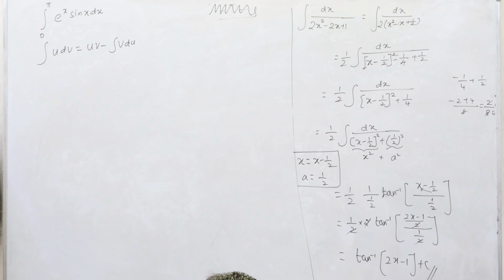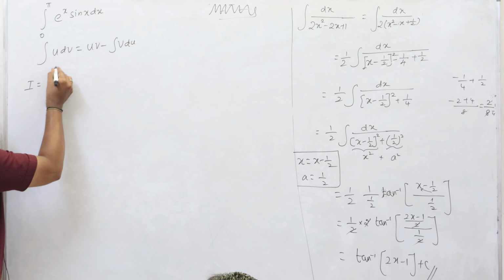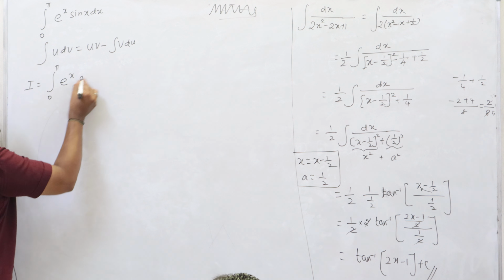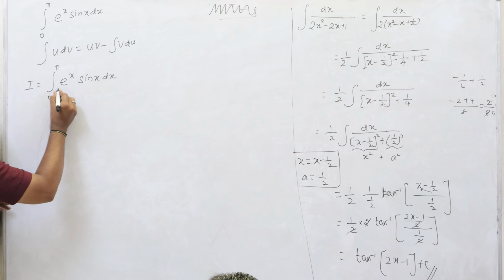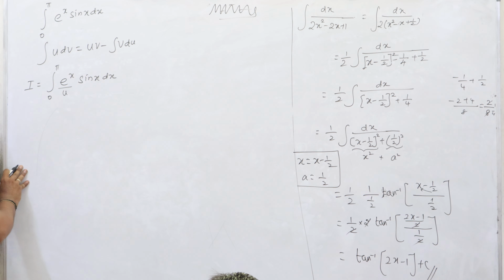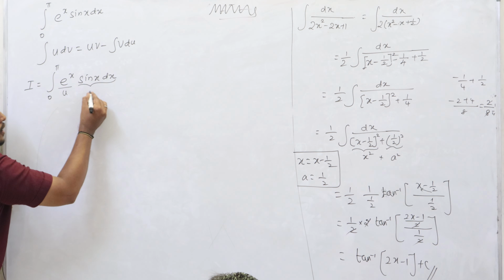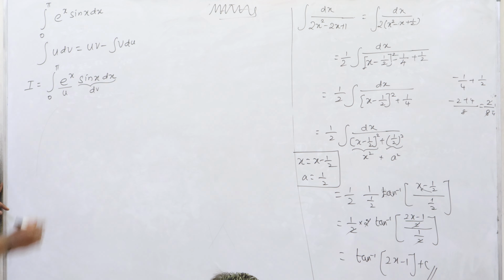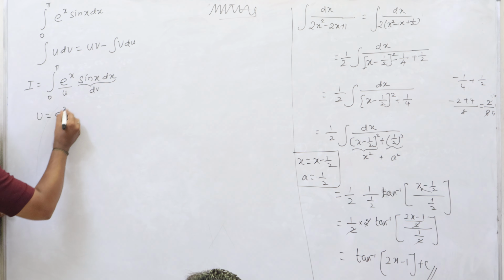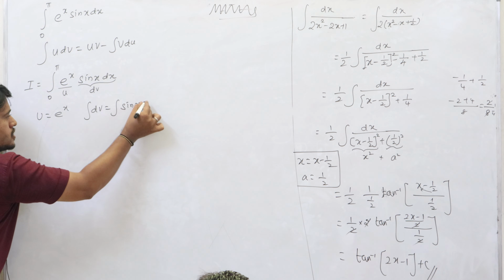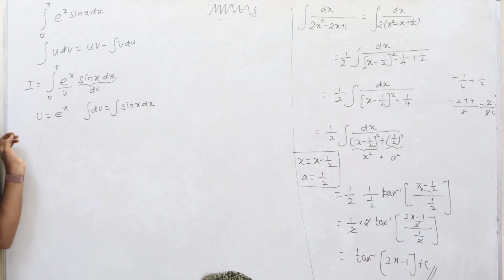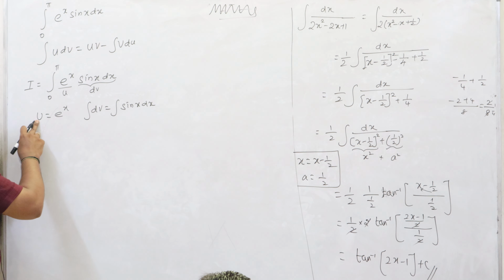dv. So for the given problem, you take the integral I, which is equal to integral from 0 to pi of e power x sin x dx. So e power x you can treat as u, and the remaining entire portion you can treat as dv. So u is equal to e power x, and integral of dv is equal to integral of sin x dx.